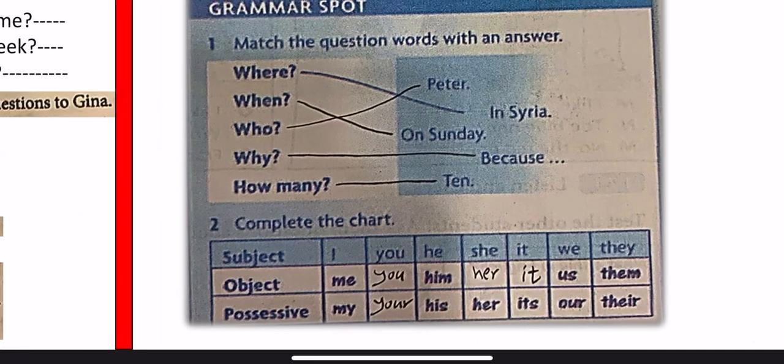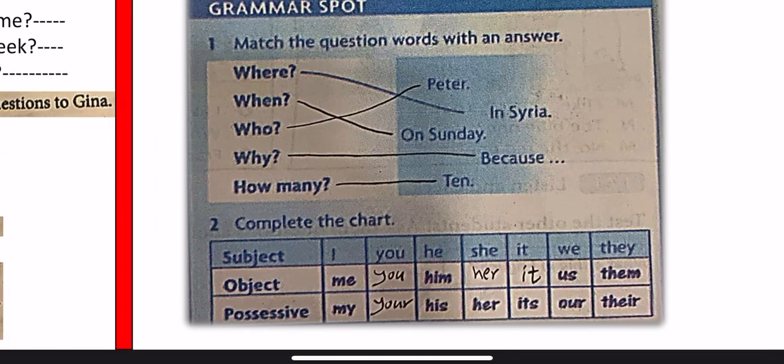And complete the chart. Here we have chart of pronouns, pronoun of subject, pronoun of object, pronoun of possessive. This is called a possessive adjective. Pronouns of possessive are different from these. For example, my, it's an adjective pronoun, while a pronoun of possessive or possessive pronoun is mine, yours, hers, his.